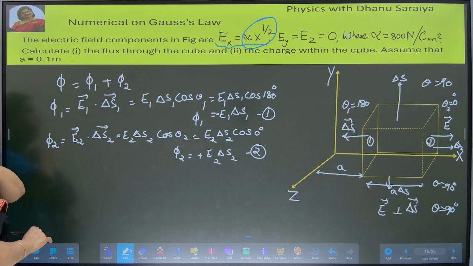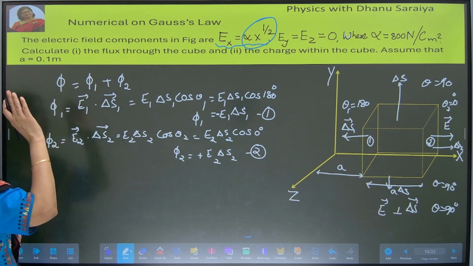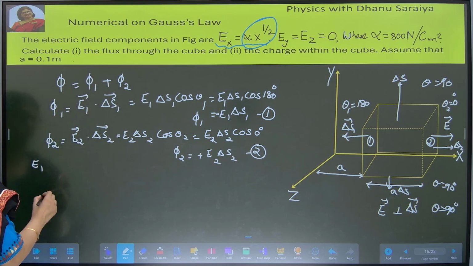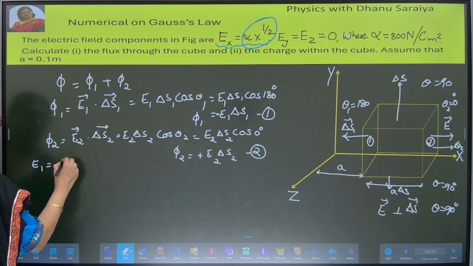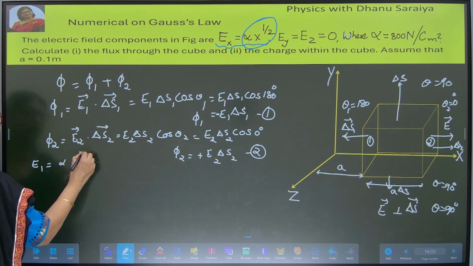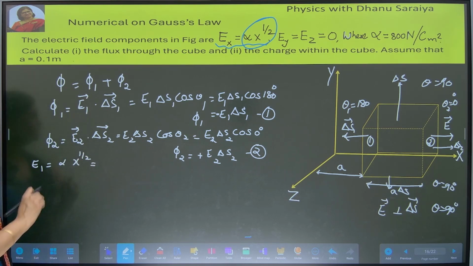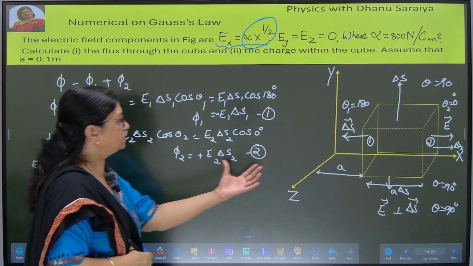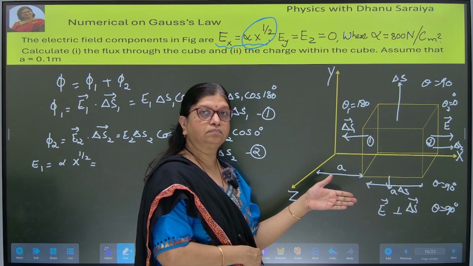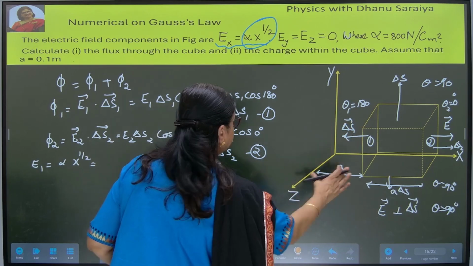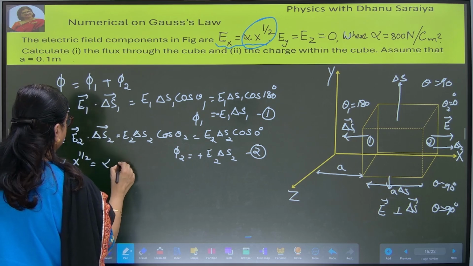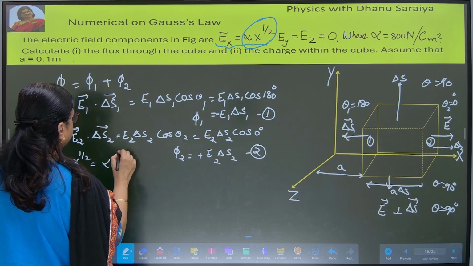Now according to the given expression for the electric field, let us first find out E1. What is E1? Alpha x raised to half. Now what is this x? X is the distance between phase 1 and the origin. So what is the distance? That is a. So what is my answer? Alpha a raised to half.